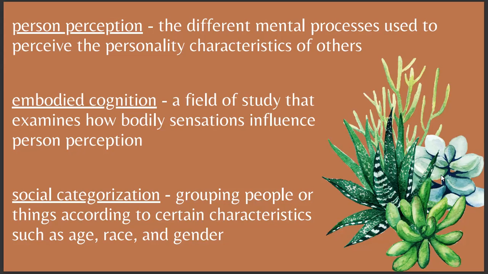Things like that. And then social categorization is grouping people or things according to certain characteristics such as age, race, and gender. And this is actually a lot along the same lines as stereotyping, which we'll get into later in the chapter. And you'll see why stereotypes occur, and how our brains automatically categorize people into groups.